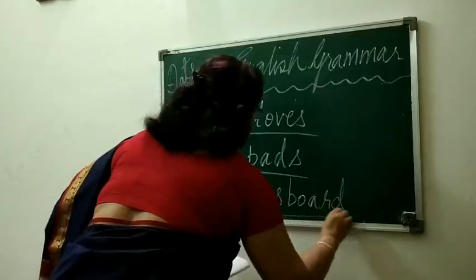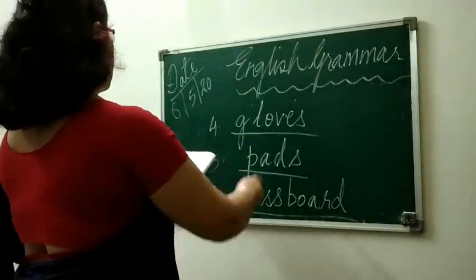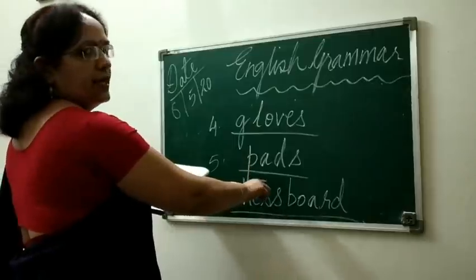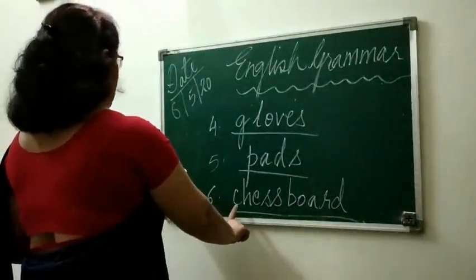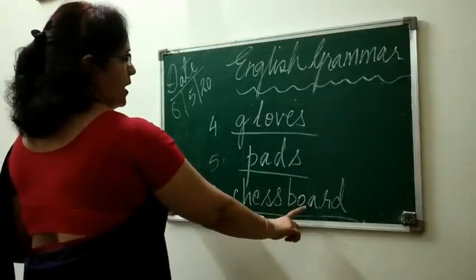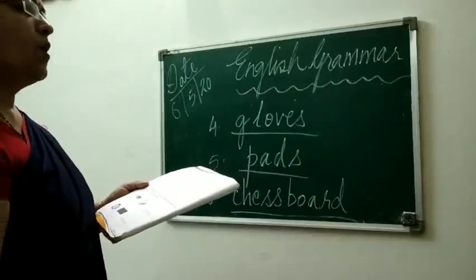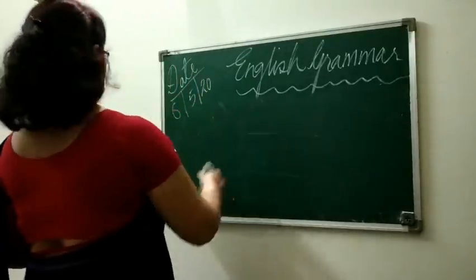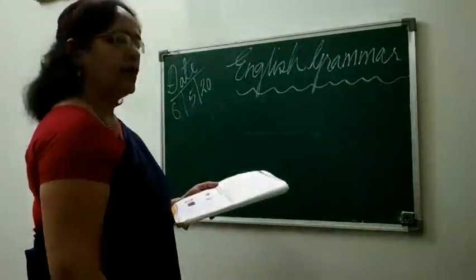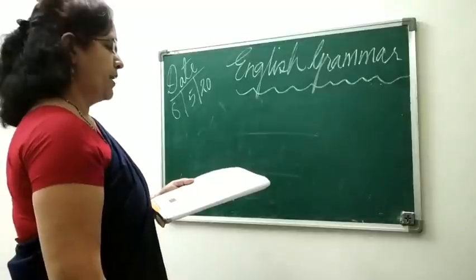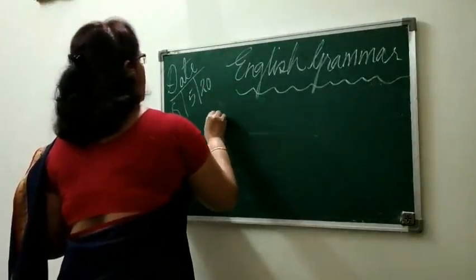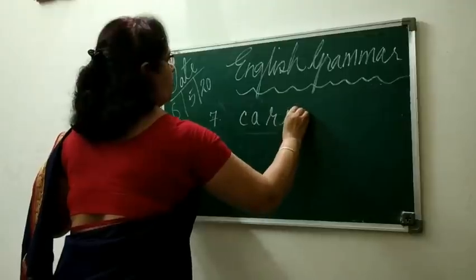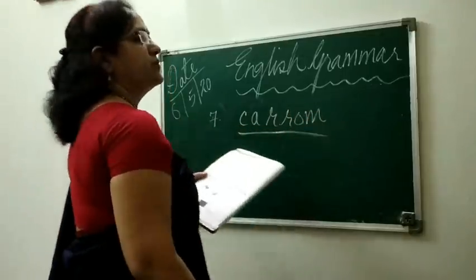C-H-E-S-S-B-O-A-R-D. Chessboard. Clear, children? Fourth one is gloves. Fifth one is pads. Sixth one is chessboard. It's clear now? Now let's see the seventh one. Seventh one is R A C O R M. The correct word is carom. C-A-R-R-O-M. Carom. Seventh one is carom.